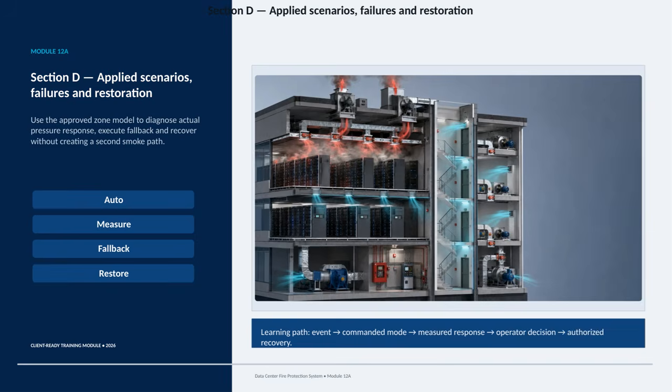The learning path is shown as 5 connected steps. First, identify the event. Next, confirm the commanded mode, or what the system was instructed to do. Then measure the actual response, rather than assuming the command produced the intended result. Based on that measured response, the operator makes a decision using the approved zone model. If necessary, the operator executes a fallback and finally restores the system through the authorized recovery process.